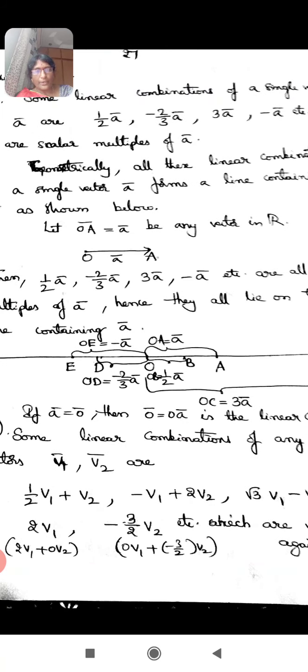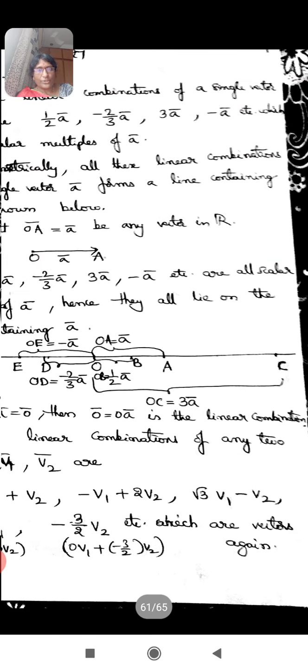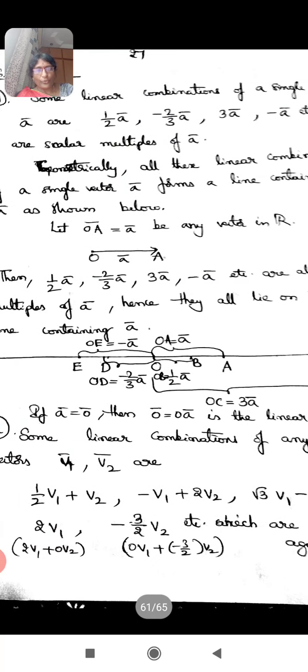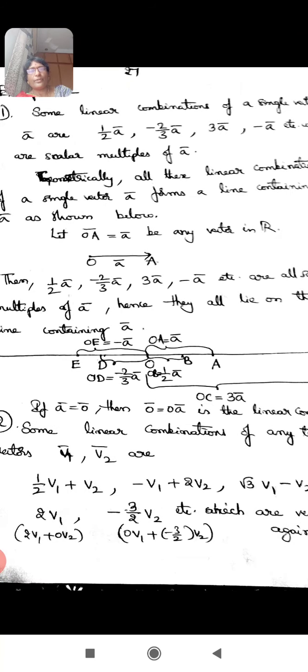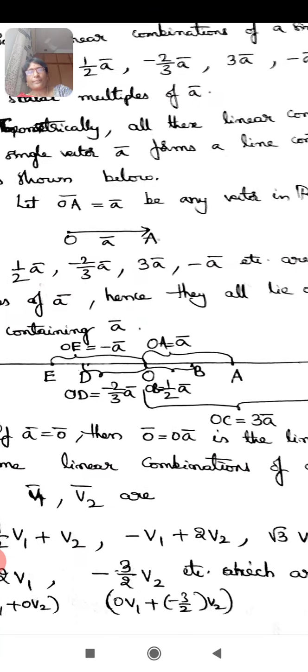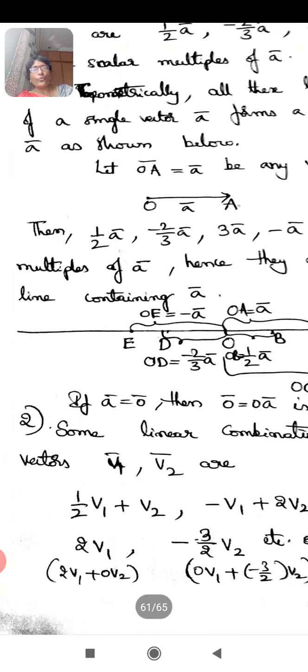So I have taken 1/2 v1 bar + v2 bar, -v1 bar + 2 v2 bar, root 3 v1 - v2, and I have even taken 2 v1, -3/2 v2, etc., which can also be regarded as linear combinations of the vectors v1 bar and v2 bar. How can we justify this? 2v1 is a linear combination of the vectors v1 bar and v2 bar.